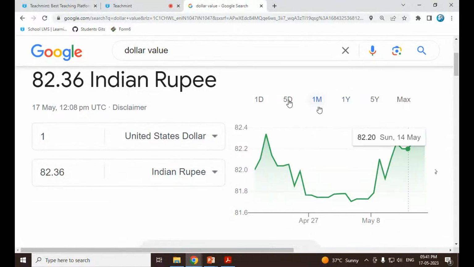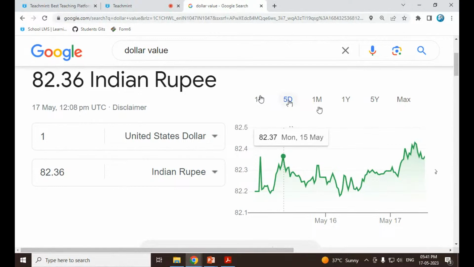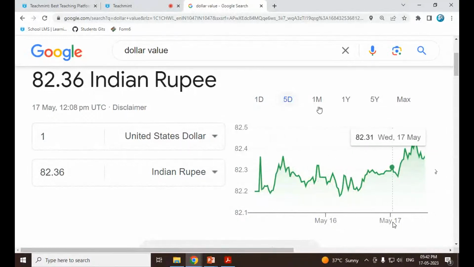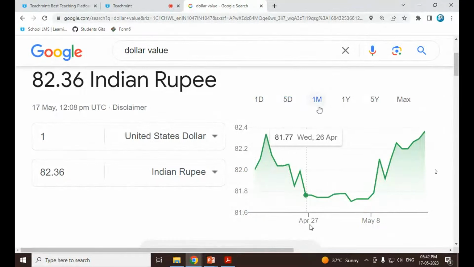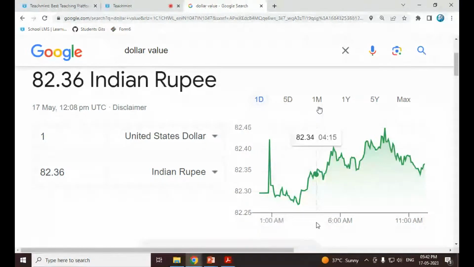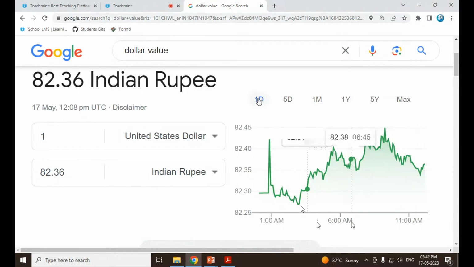This is 1 month, this is 5 days, and this is 1 day, today itself, how it's fluctuating. And when you change that, you can see the parameters are changing. This is constant, this is changing. When you say 1 day, it is showing you the time. So based on the different instances, you require different parameters to be analyzed. The same data, no change. The parameter of the x-axis is changing. Okay, this is one example.